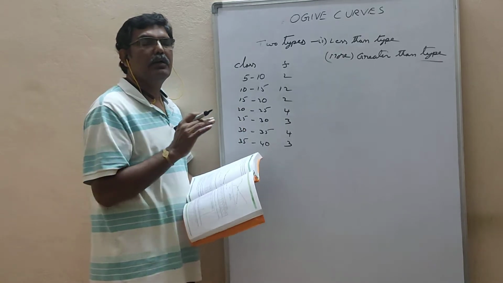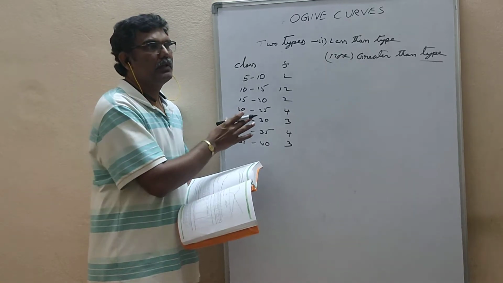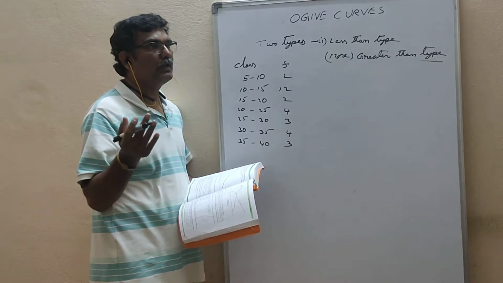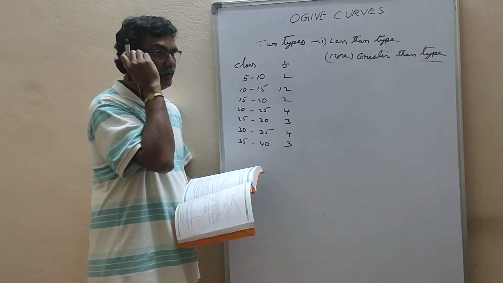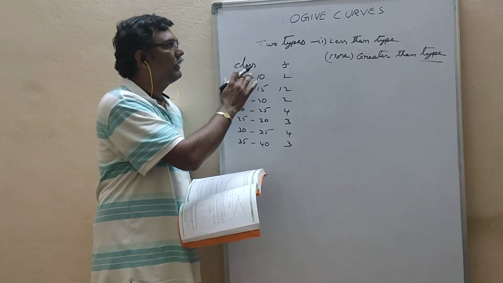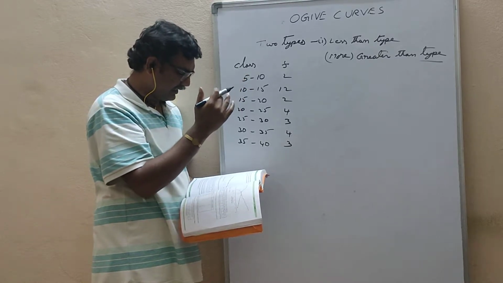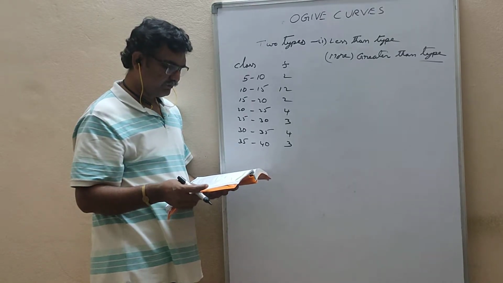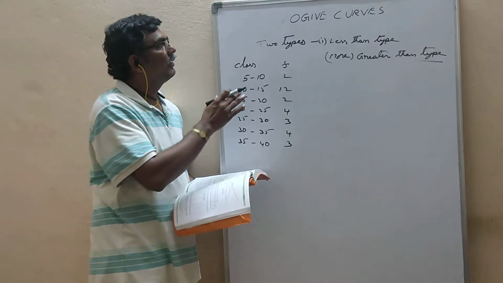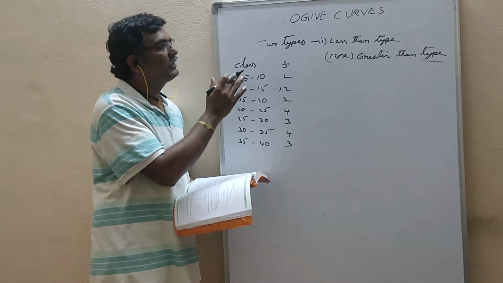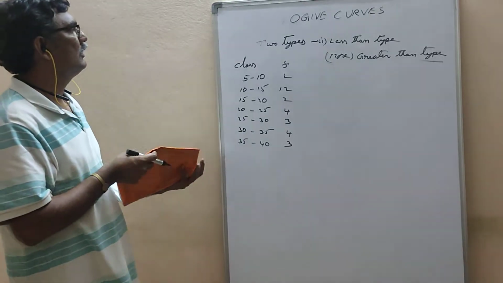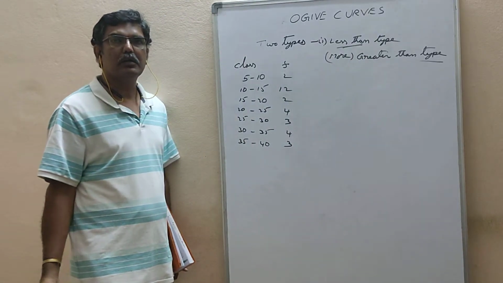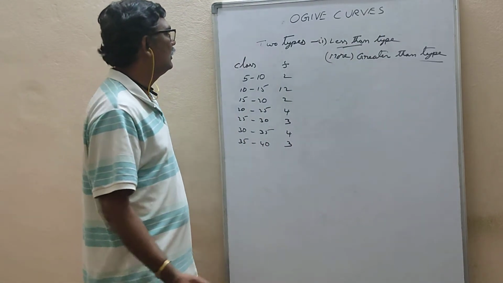As we did some problems finding mean, median and mode, for those problems also they gave class and frequency. So to draw ogive curves also they will give class and frequency. What you have to do is draw the less than type and the greater than type. Here, if you want to draw the less than type.